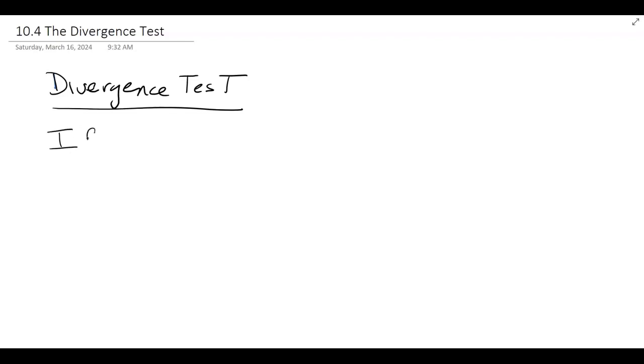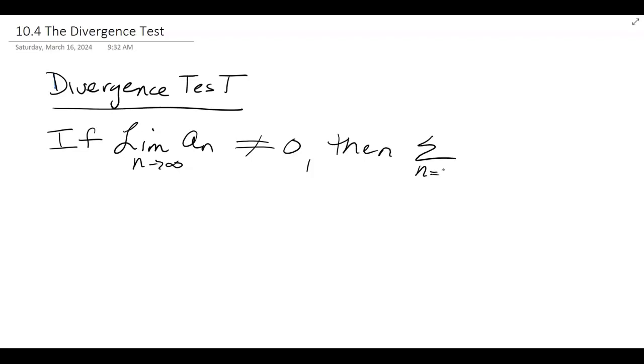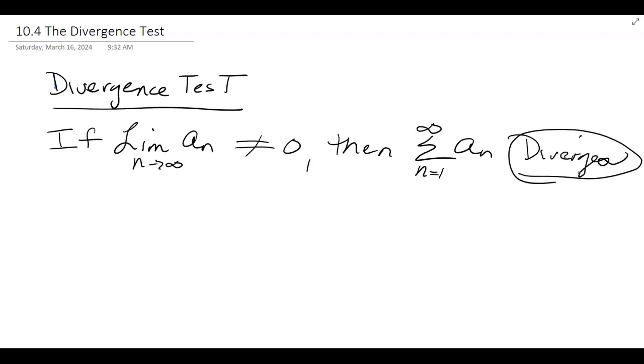So it says if the limit of our series a_n as n goes to infinity does not equal 0, as long as it doesn't equal 0, then we can say that the summation as n goes from 1 to infinity of a_n, our infinite series, diverges. So very simply, if the limit as n goes to infinity of a_n doesn't equal 0, you're done. You can say it diverges and you're finished with that problem.